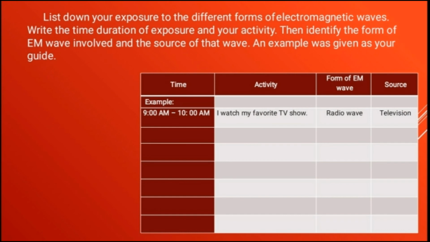Well, I still have here another activity for you to do. I want you to get another sheet of paper and copy the table that I will be showing to you. List down your exposure to the different forms of electromagnetic waves. Write the time duration of exposure and your activity. Then, identify the forms of EM wave involved and the source of the wave.